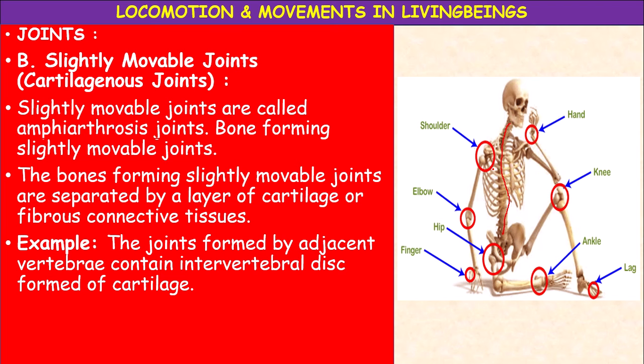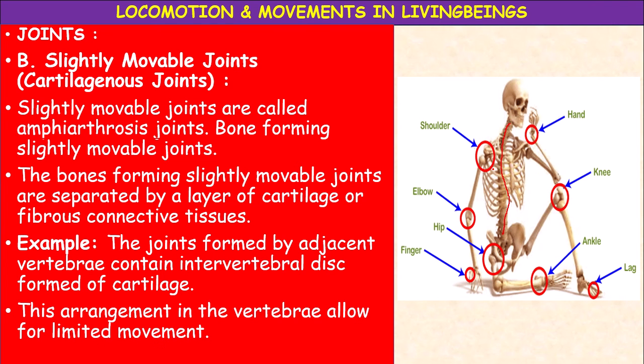So, for slightly mobile joints, the joints formed by the adjacent vertebrae containing intervertebral discs formed of cartilage are the examples of slightly mobile joints. This arrangement in the vertebral column allows only for limited movement.